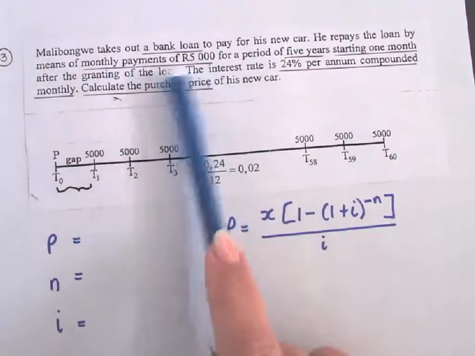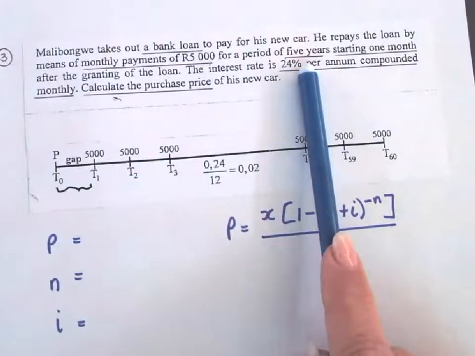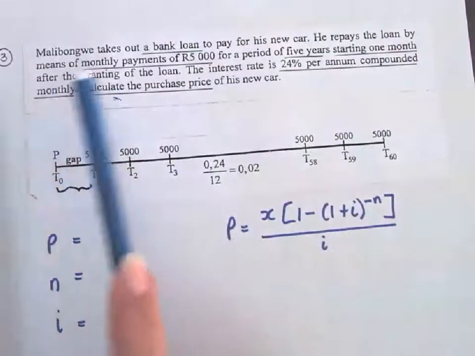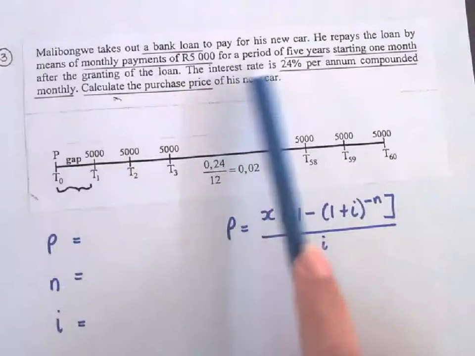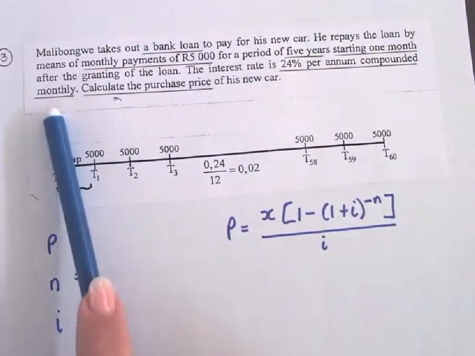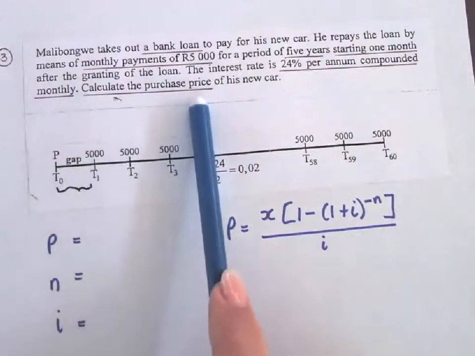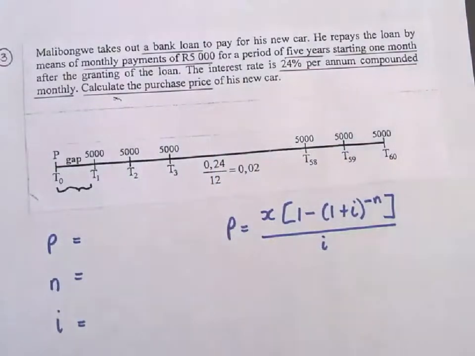Okay, so it's monthly payments of 5,000 rand for a period of 5 years. Starting 1 month after the granting of the loan. So there's my gap. The interest rate is 24% per annum, compounded monthly. Calculate the purchase price of the car. So that's the amount of the loan. We have to calculate P.